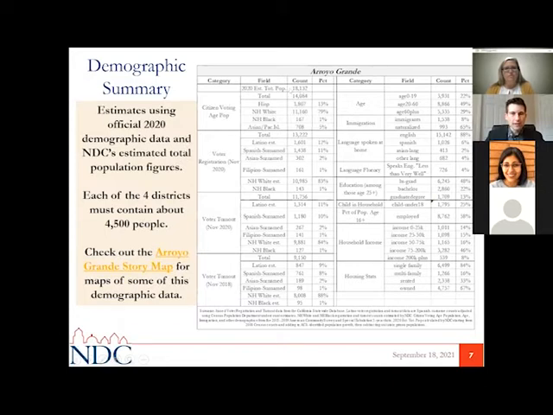The total population of the city is just over 18,000. So this would include children and non-citizens in addition to the 14,000 we have here. This is an estimated total because we're still awaiting the official data from the state, but we do expect that very soon. And so if we take this 18,132 number and divide that by 4 districts, we would get about 4,500 people in each district. And so this is the ideal population value that we're looking for each of the districts, at least based on the estimated numbers we have now. And so you can check out the story map for maps of some of this demographic data like language and income, et cetera.